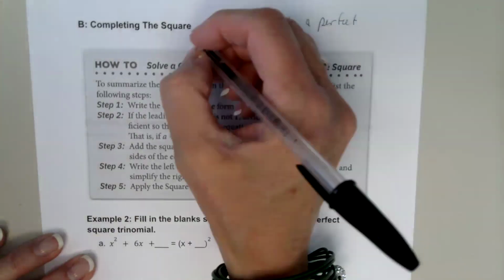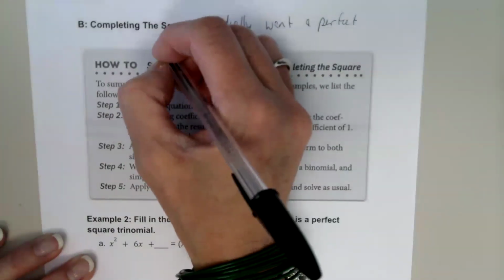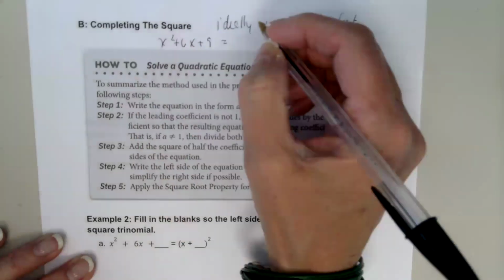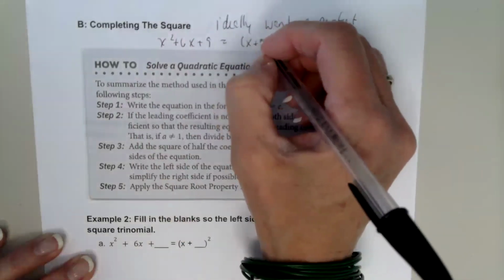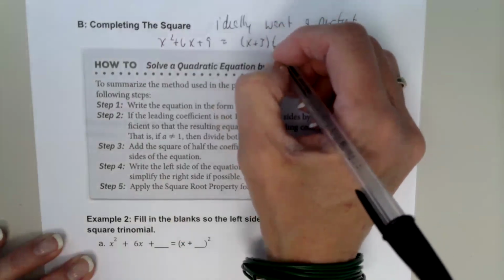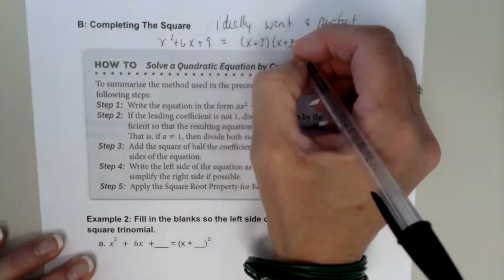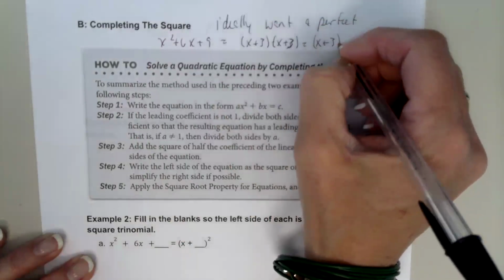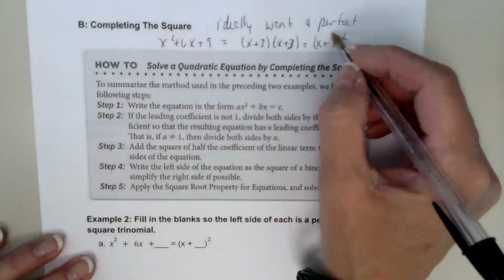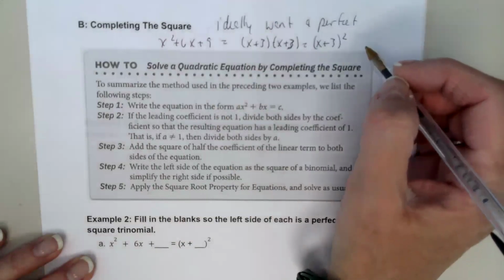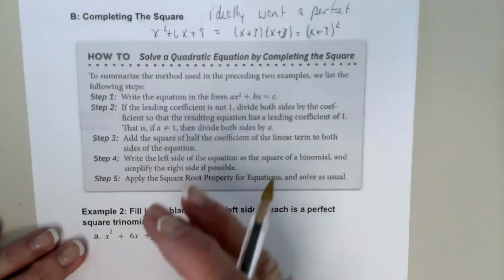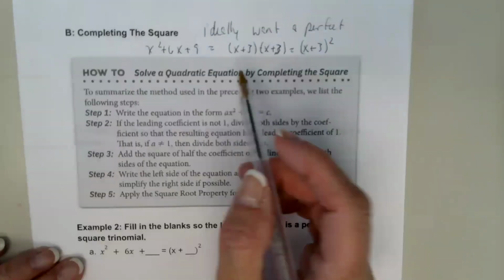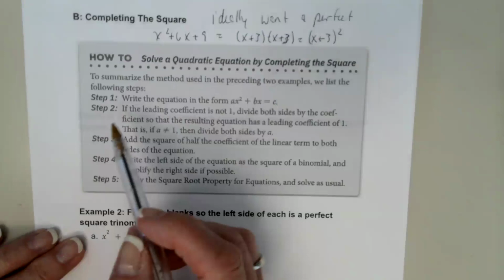I want a perfect square. So a perfect square would be x squared plus 6x plus 9, meaning that factors into a perfect square of x plus 3 times x plus 3, or x plus 3 squared. So when I square root that, I've just got x plus 3. So that's ideally what we want to have. So sometimes we have to create a perfect square to get to this idea.